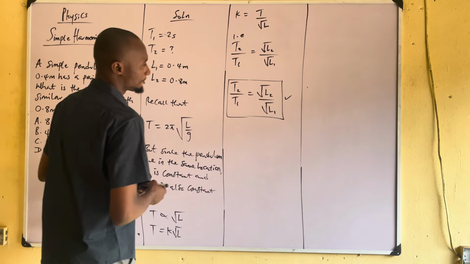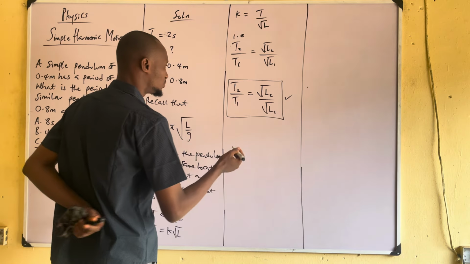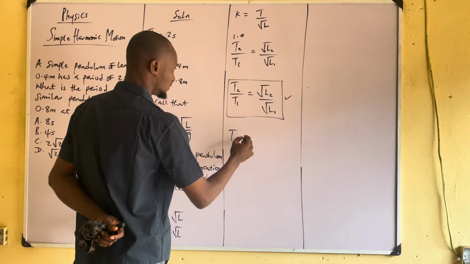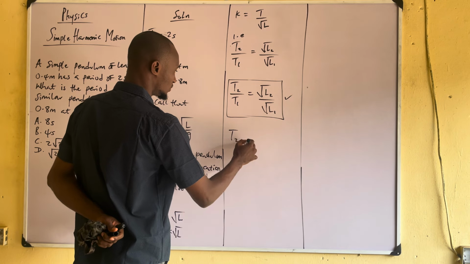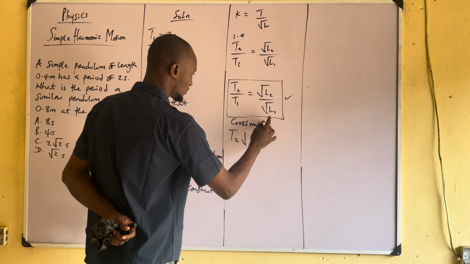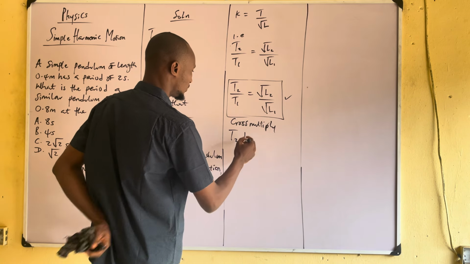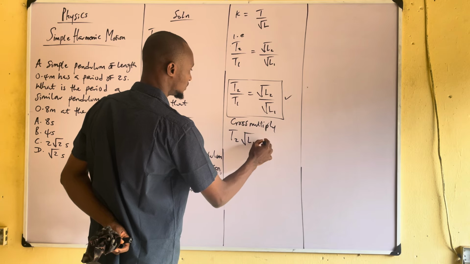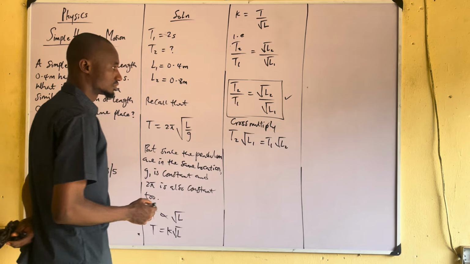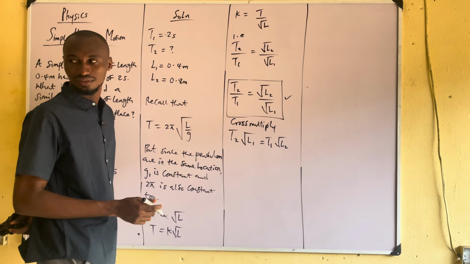Now, we're looking for T2. Is that correct? So what do we do? We cross multiply. When you cross multiply, you have T2 root L1 equal to T1 root L2. Did you understand? It still boils down to this same thing. Do you get my point now?